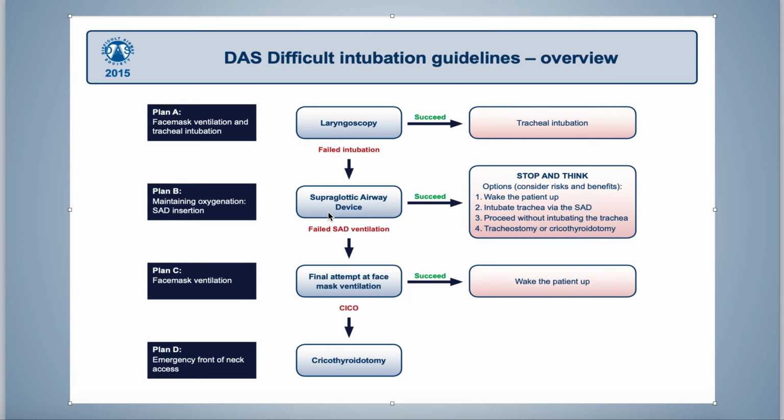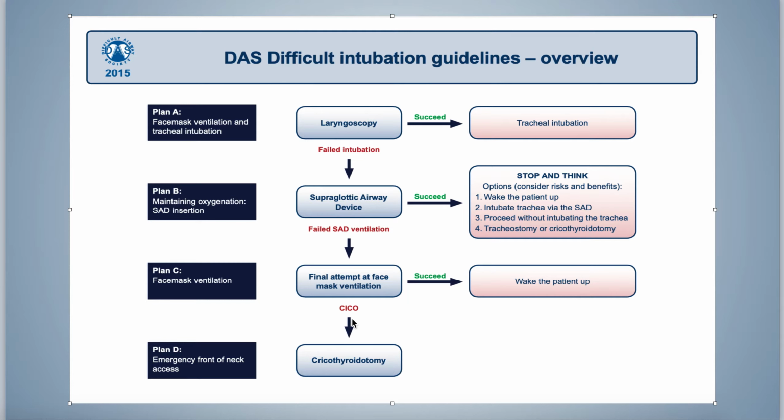Next step, if we fail to insert the laryngeal mask? Try to keep oxygenation by another method: face mask ventilation, the classic face mask ventilation, 2-person technique. One is holding the mask, the other one is giving the ventilations. If this succeeds to improve the oxygenation and bring the saturation up, it's okay. Just keep giving face mask ventilations and wake the patient up.